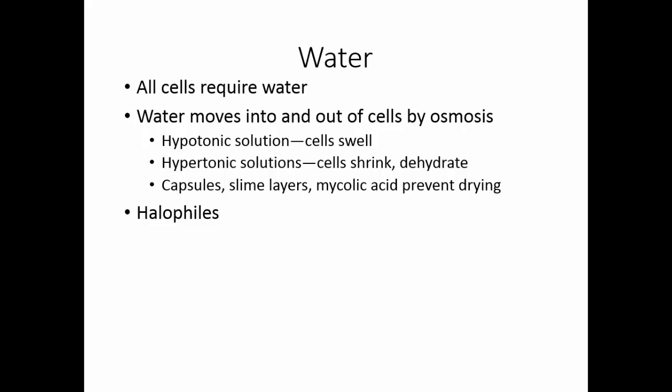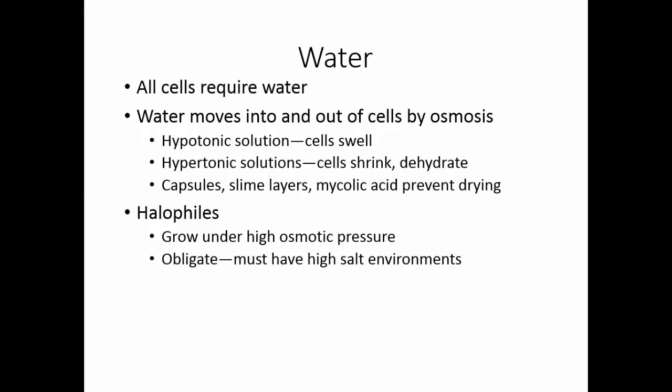There is a group of organisms called halophiles. They grow under high osmotic pressure. If they are obligate halophiles, they have to have this high salt environment. Some of them grow in salt solutions as high as 30% salt. They require this level of osmotic pressure to live. They will even die if they are not transferred under high salt conditions. Other organisms are facultative halophiles. They can withstand high salt environments and grow in them, but not grow well.